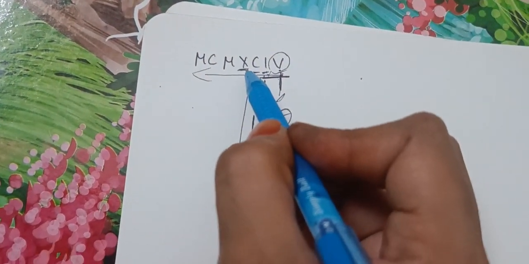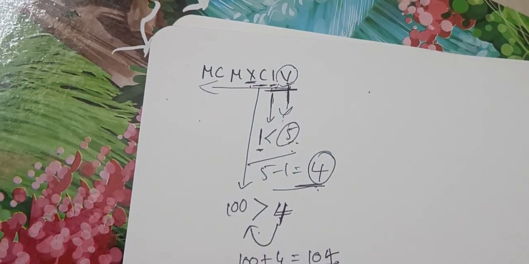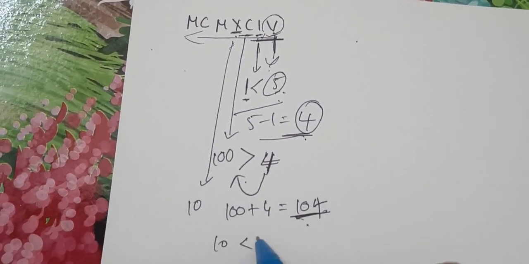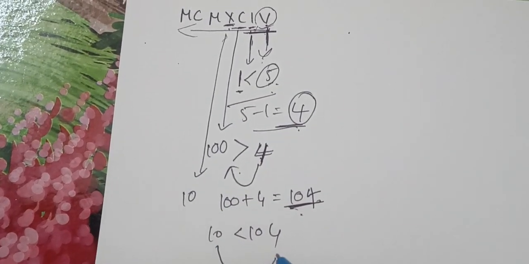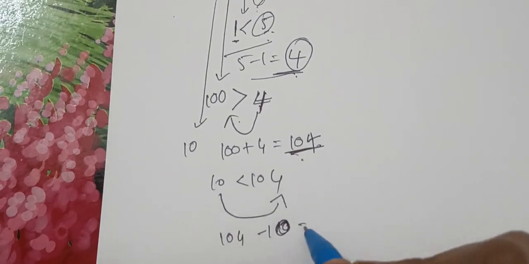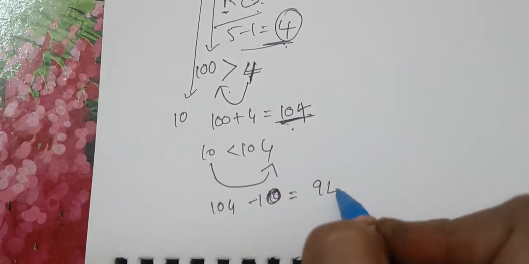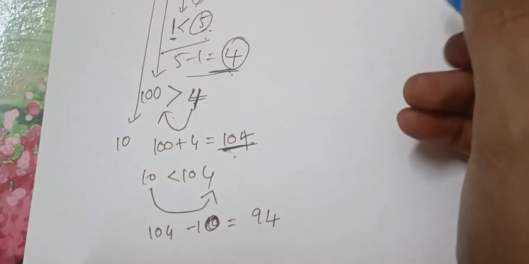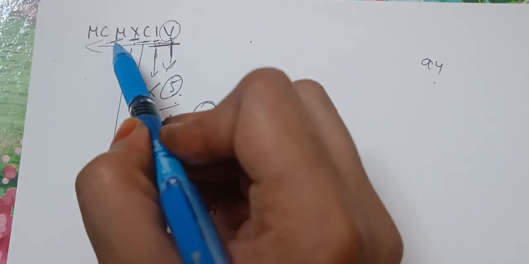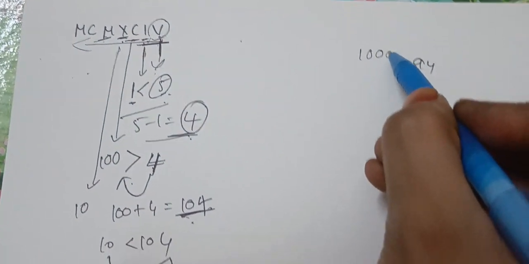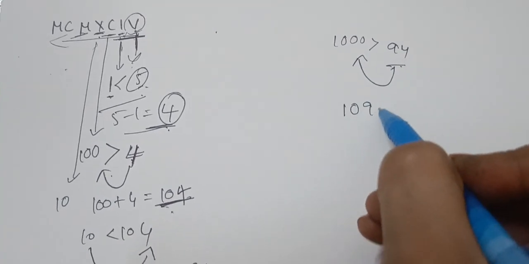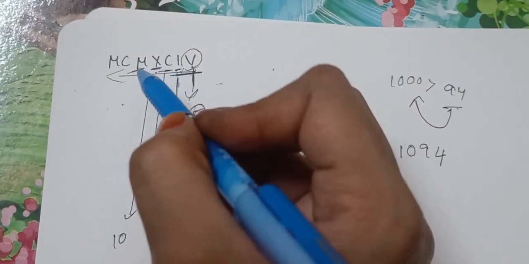Now the next digit is X, which is nothing but 10. 10 is less than 104, so I need to subtract 10 from 104, which means 94. Now the next one is M. The value of M is 1000, and 1000 is greater than 94, so I'll be adding this 94 to 1000. It becomes 1094.